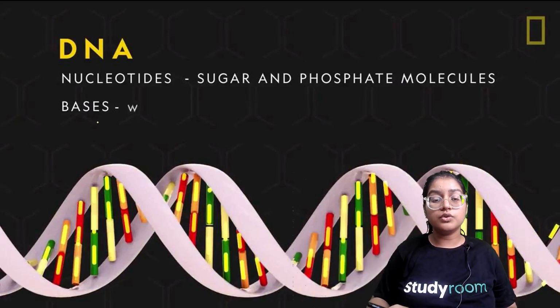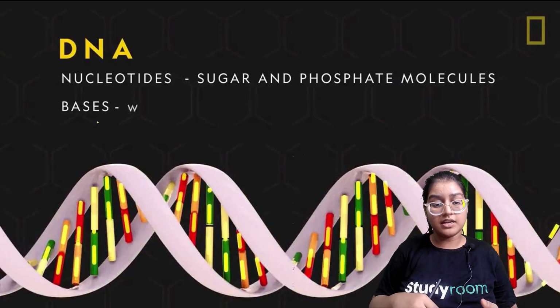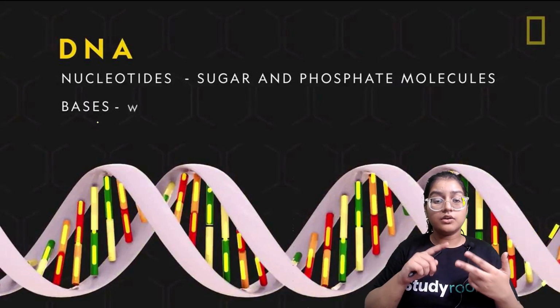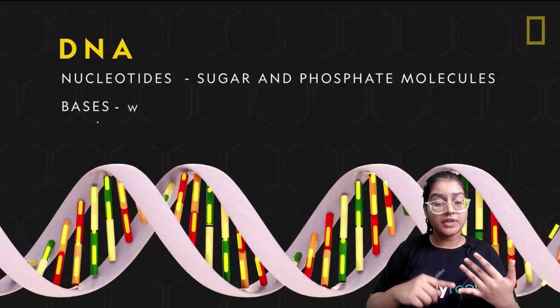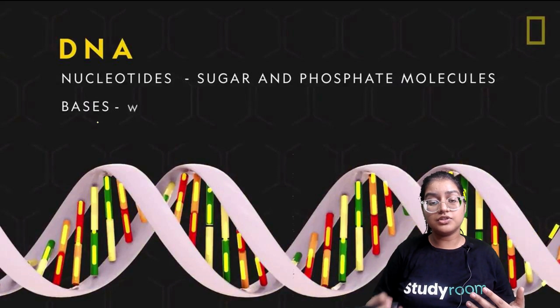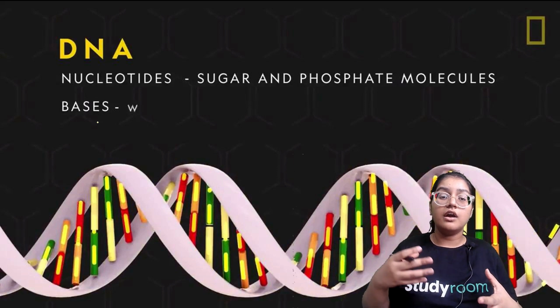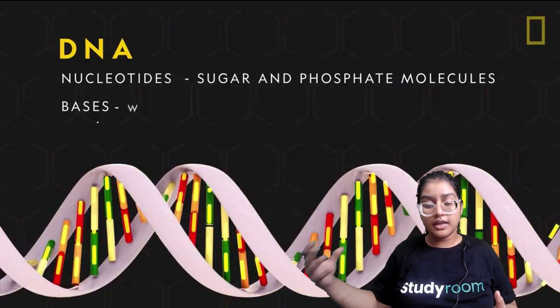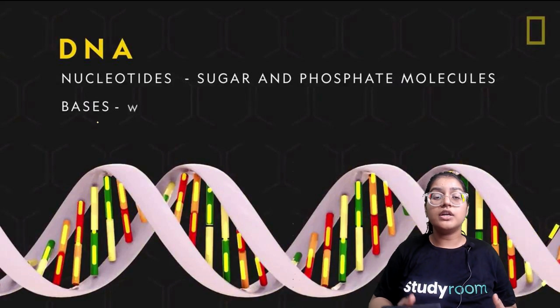So along with nucleotides we have bases. We have 4 bases: adenine, guanine, thymine, and cytosine. So what DNA carries is, DNA has genes. Genes carry the genetic coding of our inheritance. So this is what DNA is about.